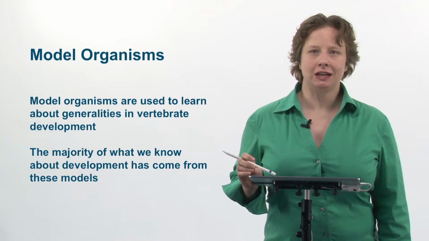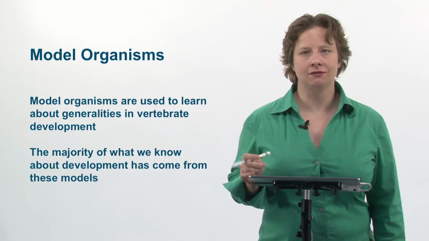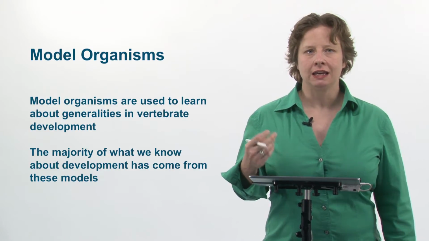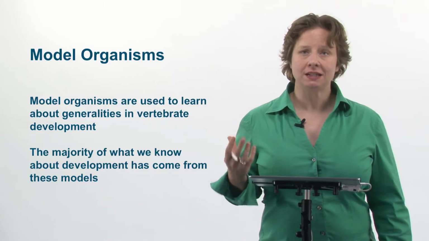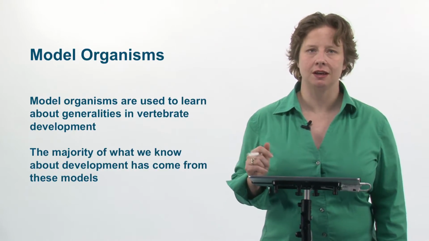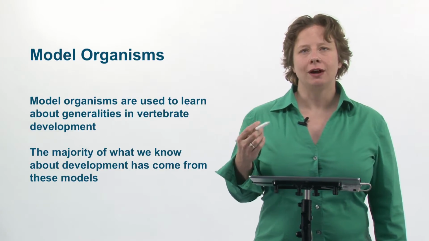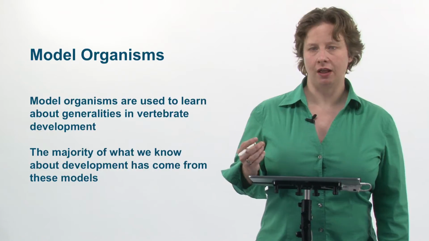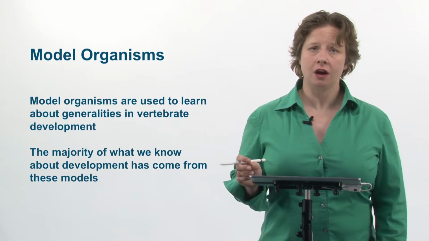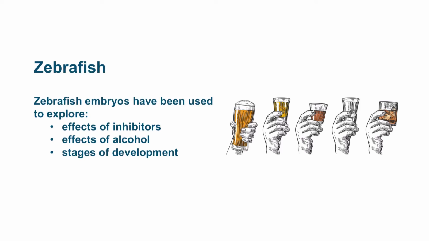In order to understand the development of vertebrate embryos, scientists have used several model organisms. So these are organisms that are easy to maintain in a lab setting and that have a standard developmental process that's really well understood. So we can figure out generalities about vertebrate development from these model organisms. Actually, the majority of what we know about development has come from model organisms.